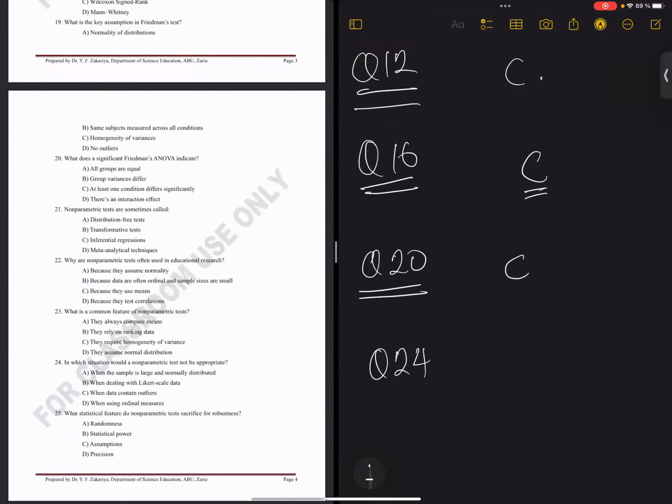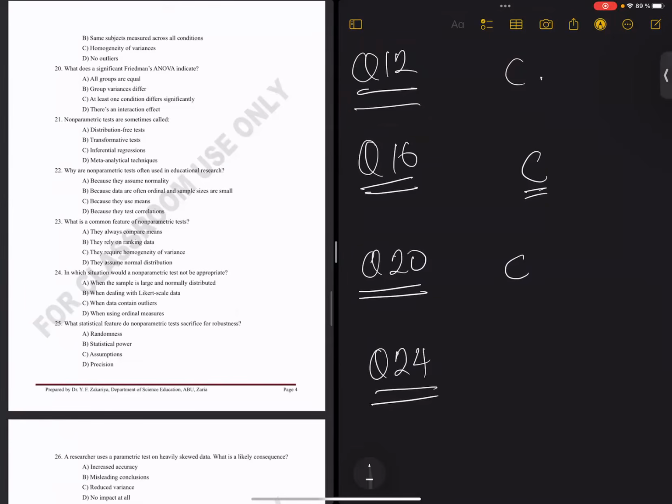That is question 24. It says, in which situation would a non-parametric test not be appropriate? A, when the sample is large and normally distributed. B, when dealing with Likert scale data. C, when data contains outliers. D, when using ordinal measures. The right answer is option A.